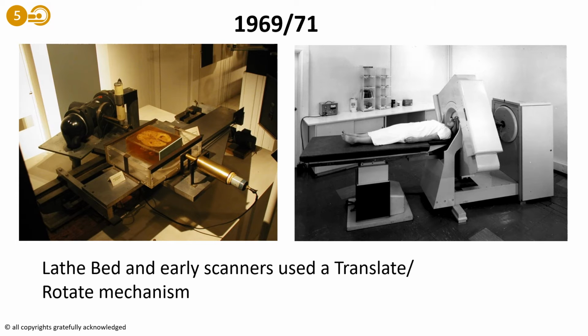As Richard has said, the original lathe bed and early scanners used a mechanical geometry where there was a linear motion of the X-ray tube and detectors relative to the sample or patient being imaged. In the lathe bed, it was the sample that moved linearly across the path of the X-ray tube and detectors and was then rotated by 1 degree before travelling back across the X-ray beam. In the clinical scanner, it was the X-ray tube and detector that moved, translated across, and then rotated around the patient.